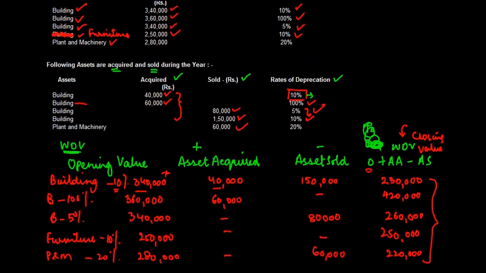So how do we do this? We took the opening value, we took the asset acquired, and we took the asset sold. Closing value for calculating written down value is opening plus acquired minus sold, right? Once you get these values, you apply the respective rate of depreciation to get the closing written down values.